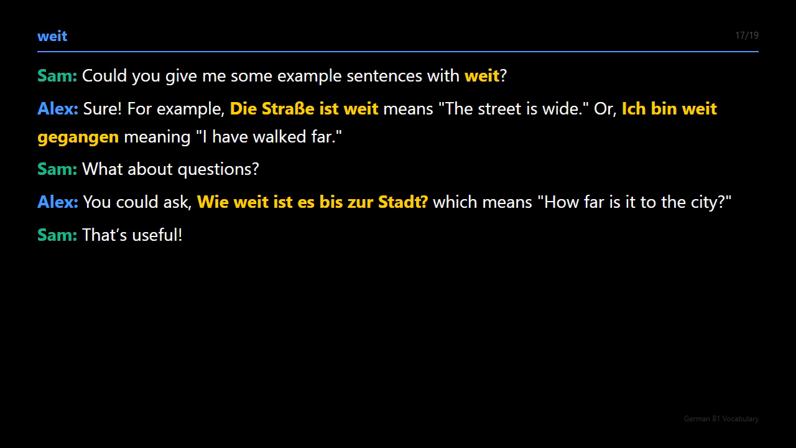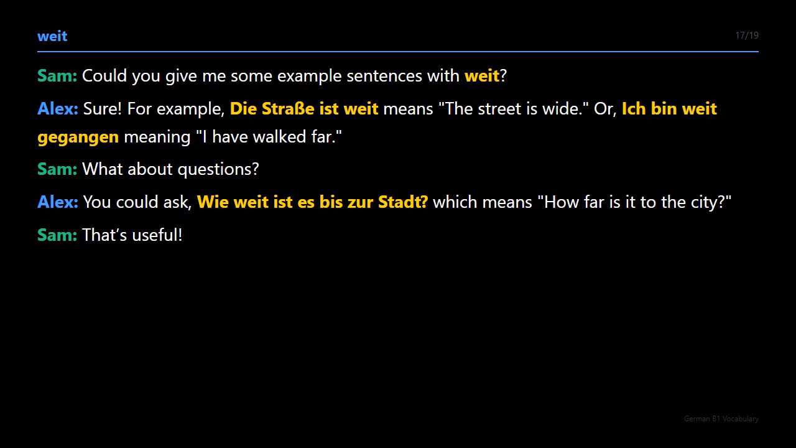Could you give me some example sentences with weit? Sure. For example, Die Straße ist weit, means the street is wide. Or, Ich bin weit gegangen, meaning I have walked far. What about questions? You could ask, Wie weit ist es bis zur Stadt? which means how far is it to the city?